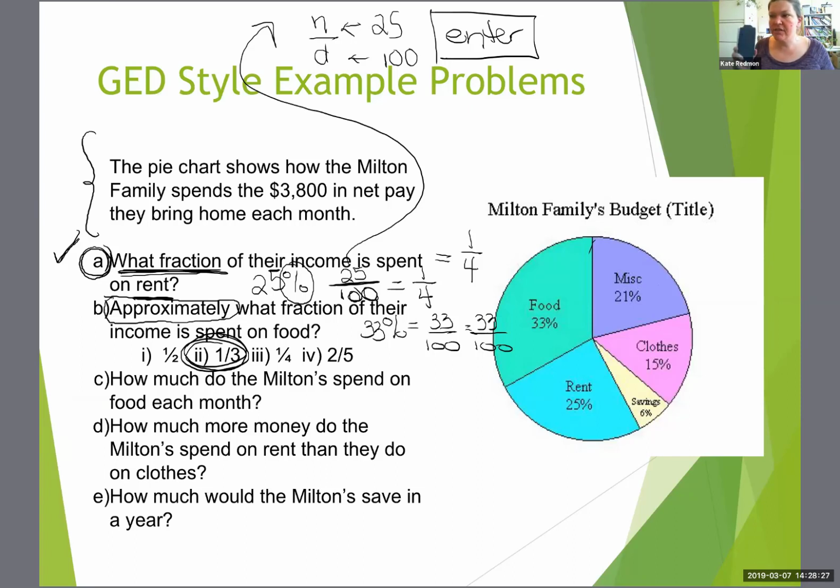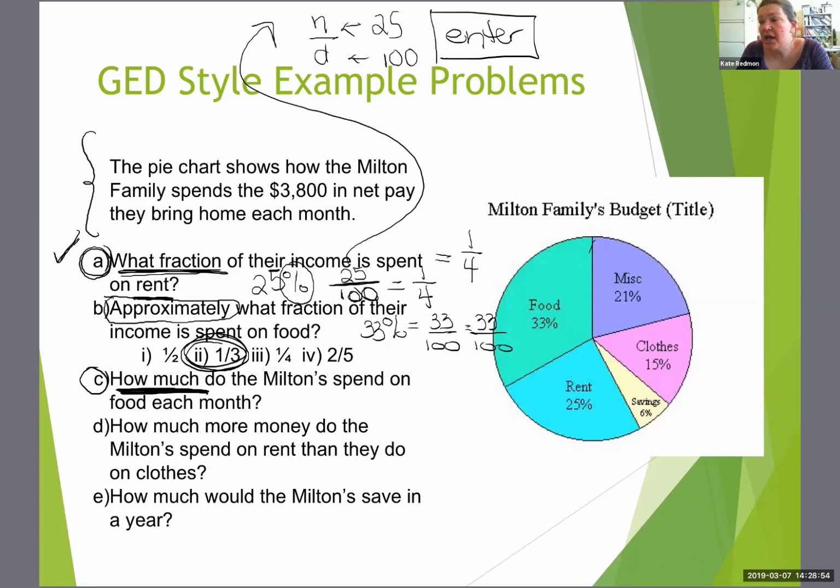Again, I often see this on science, social studies, and math. So see, how much do the Miltons spend on food each month? Notice I said how much. Now, if I said to you guys, how much do you spend on food each month? You would answer me, I don't know, maybe you'd say 500, but you'd say 500 what? Dollars. Thank you. I'm expecting you to go to dollars.